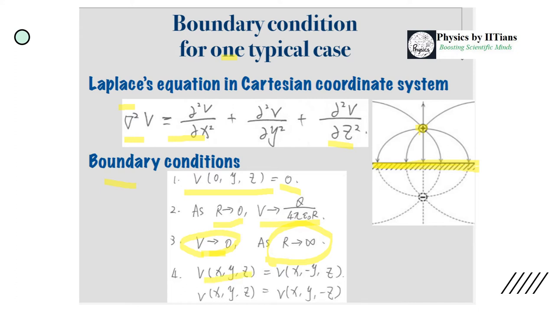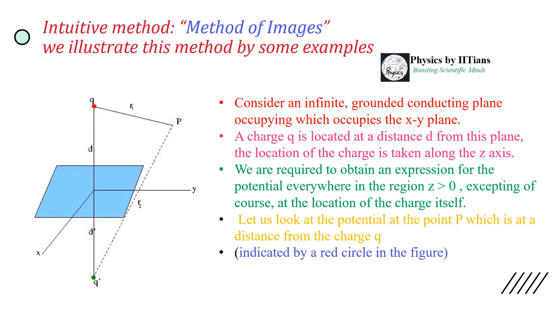Now, another condition, that is V(X, Y, Z) equals V(X, Y, minus Z)... this is the inversion, and V(X, Y, Z) equals V(X, Y, minus Z). So, first of all, we have learned that this method of images actually is an intuitive method.